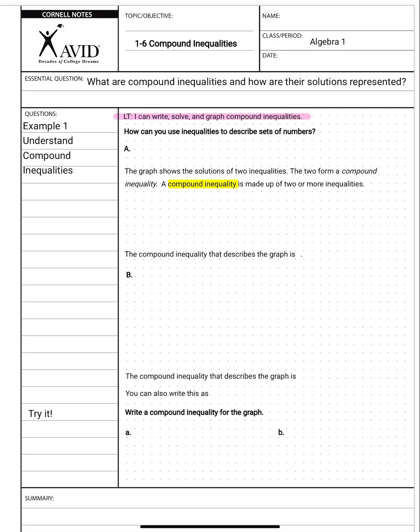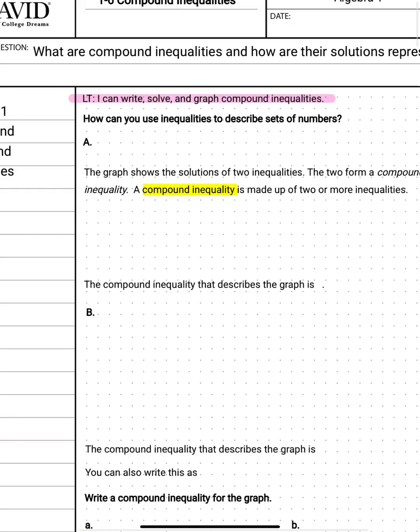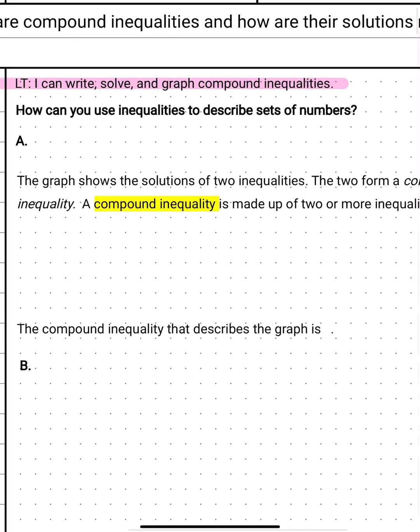So in 1-5, we got introduced to inequalities, how to solve them, what happens when we divide by a negative number or multiply by a negative number, and then how to graph them on a number line. So that continues in this lesson. So in this first part A, the question is, how can you use inequalities to describe a set of numbers? So let's look at an example for a set.